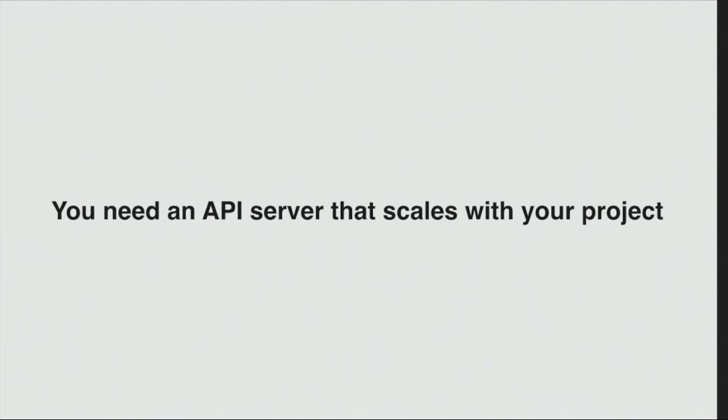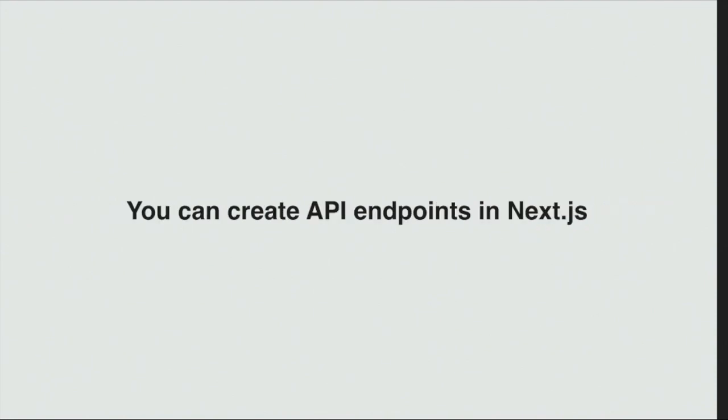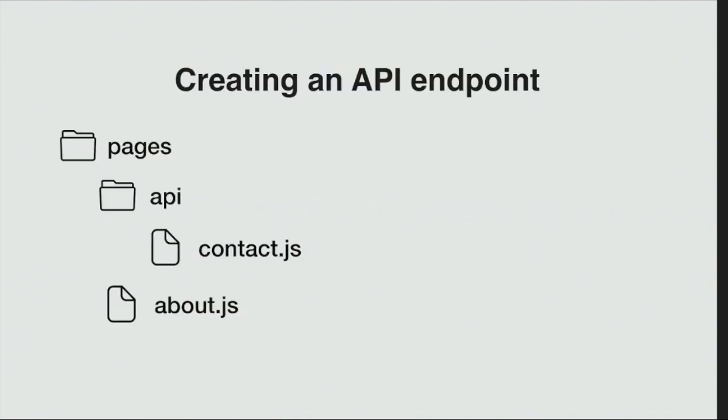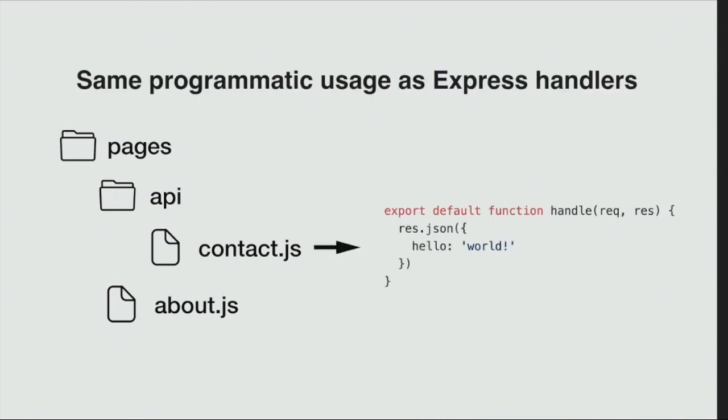And that means that you need an API server that can scale with a project that has many different API endpoints, multiple services, that kind of thing, right? And you can actually create API endpoints in Next since Next 9, which means that inside of the pages directory, you can create an API directory, which maps to /api. And I'll go back to live coding again.